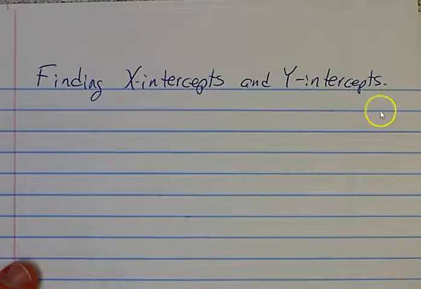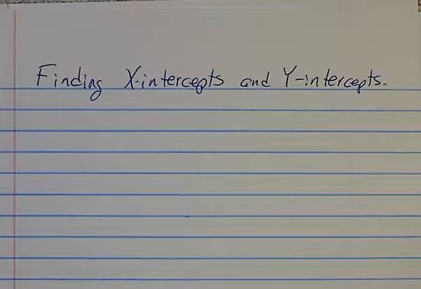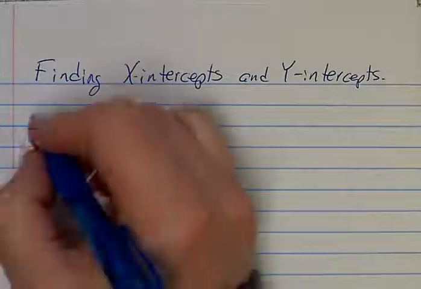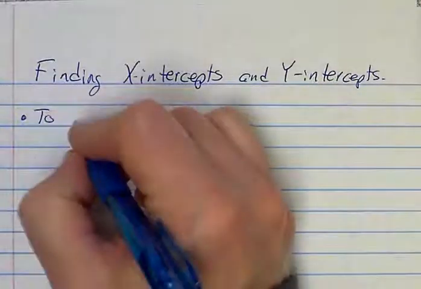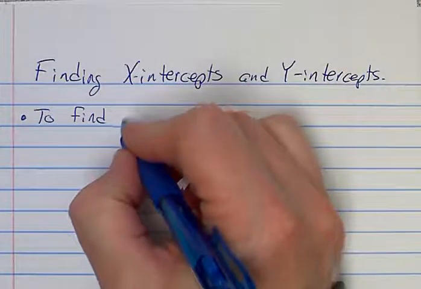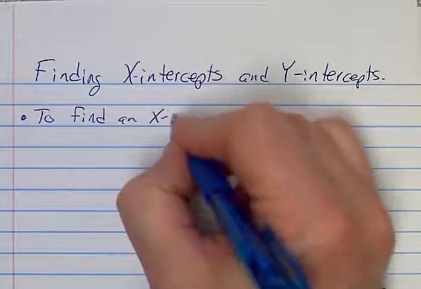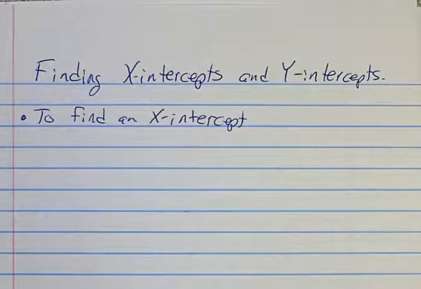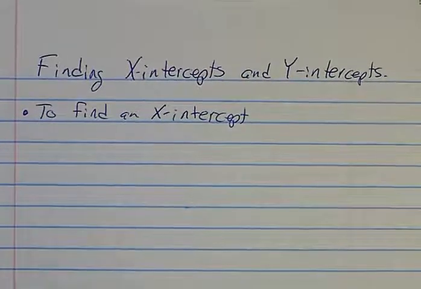So for these, we're going to be finding x-intercepts and y-intercepts. For now, there's only going to be one. You're going to have one x-intercept and one y-intercept because we're doing linear equations. Later on, when we get into quadratics where we start having some curves, we might have one, maybe two, sometimes. It'll depend on the problem.